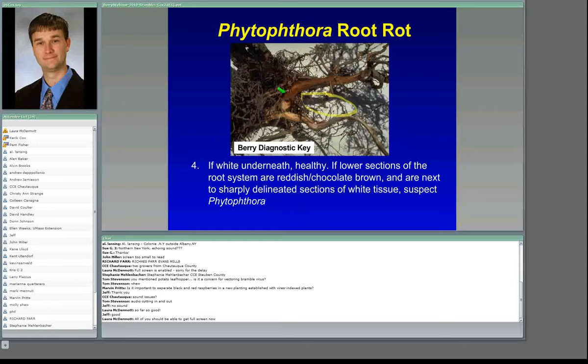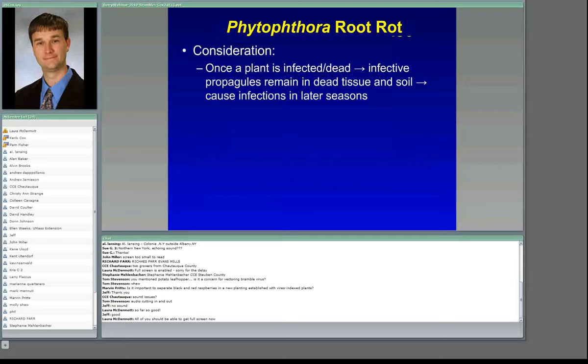One thing to consider is that once your plant gets killed by Phytophthora, all the Phytophthora-infected propagules are going to hang out in that dead tissue, and some of them will get into the soil and remain dormant until you have those temperatures of cool weather and water, and will cause infections in later seasons. So if you have a planting that was killed or destroyed by Phytophthora and then you remove the plants, bear in mind that those propagules are still going to be waiting for you the next time you replant. And they can last for quite some time, unfortunately.